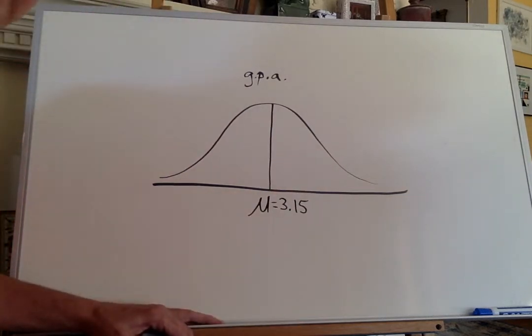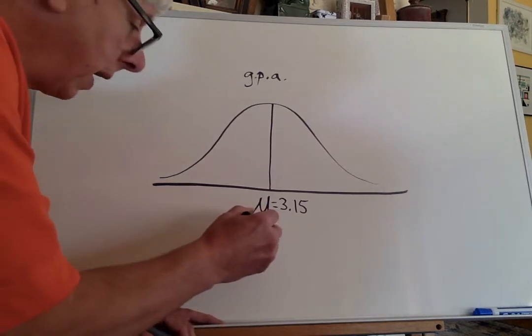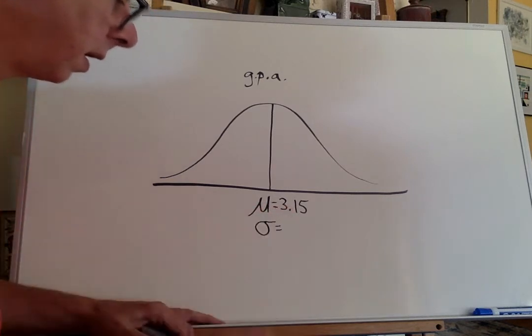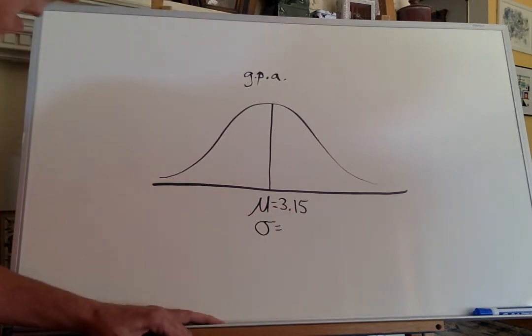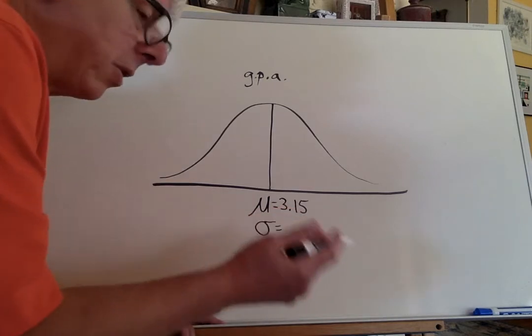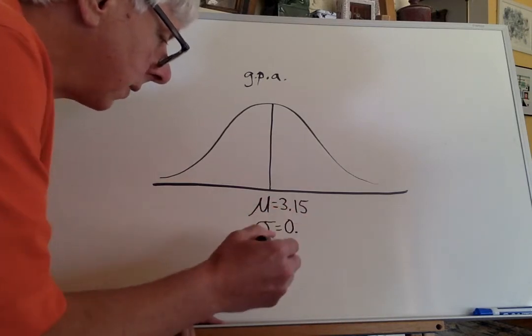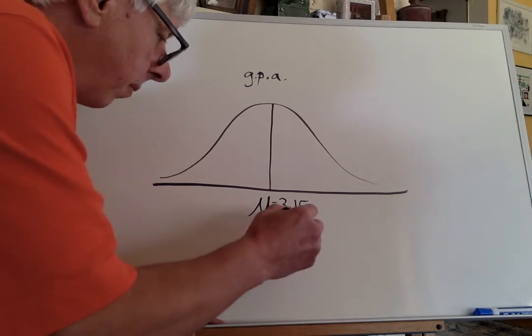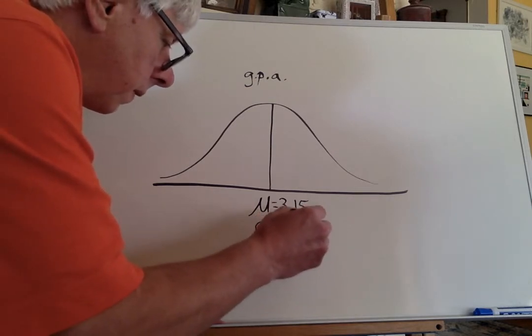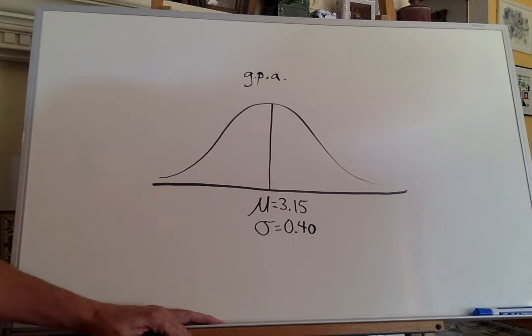okay, GPA. Of course, not everybody scores 3.15. We know that, and so we have to acknowledge that there's some variability. And I'm just making this up again, let's say that the variability for GPAs is 0.40. Okay?